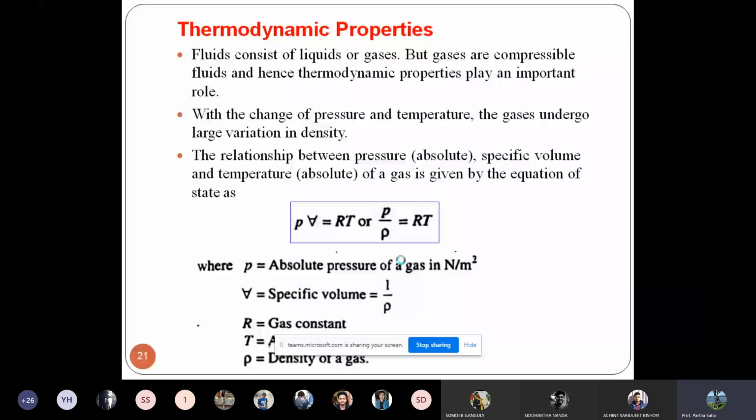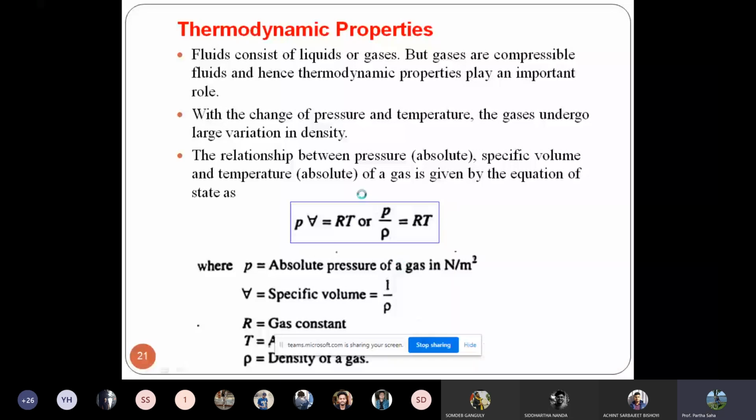Fluids, whether liquid or gas, are, and gases in particular are generally considered compressible fluids, and their thermodynamic properties play an important role, because for gases, if you change the temperature or pressure, there will be a large variation in density. The relationship between pressure, specific volume, and temperature of a gas is given by PV = RT, where V is 1/rho, so P/rho = RT.